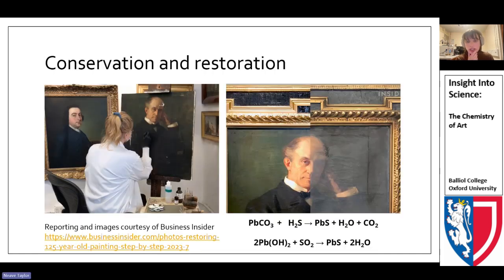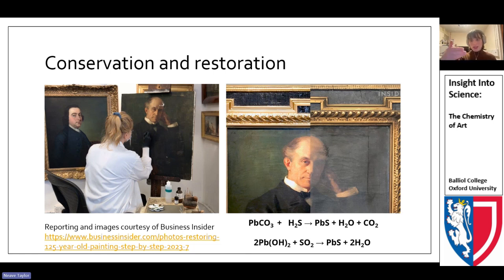I also just wanted to mention that if you find this conservation and restoration process really interesting, then it's worth having a look at this article that I found by Business Insider, where they take you through the step-by-step technique that a conservator used to restore a painting. So it came in looking like the right half of this image here, and came out looking like the left half of the image. So one problem with this particular painting is that it was hanging in a living room where people smoked a lot.